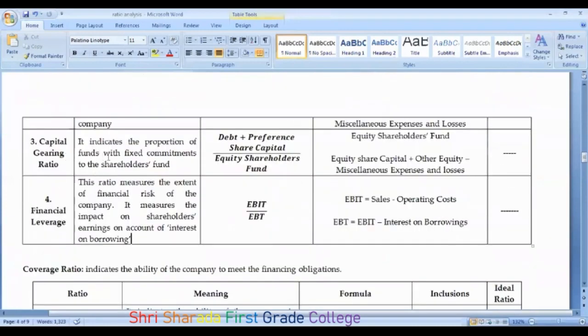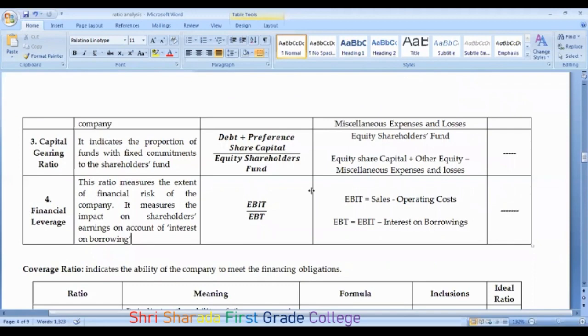Capital gearing ratio indicates the proportion of funds with fixed commitments to the shareholders. How? The proportion of funds with fixed commitments to the shareholders will be analyzed with the capital gearing ratio. So what does that include? It includes the debt plus preference share capital, which will be compared with the equity shareholders fund.